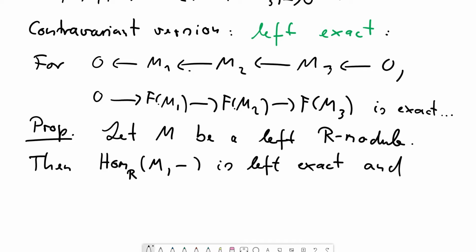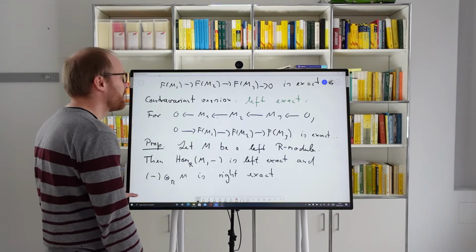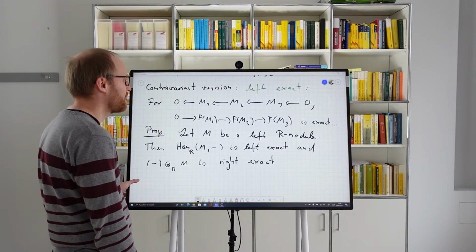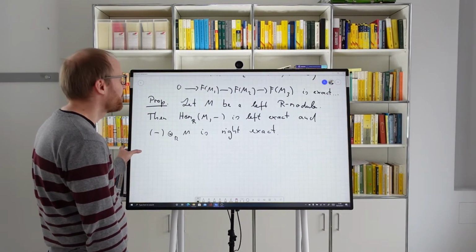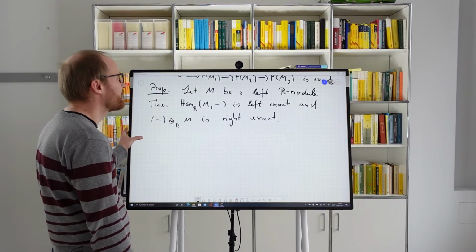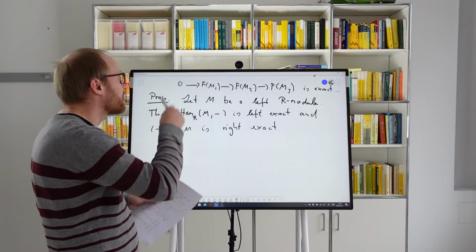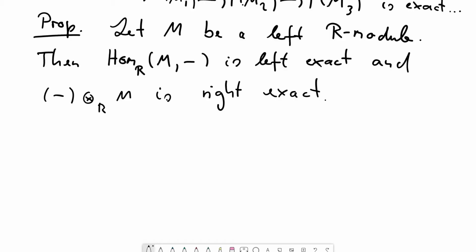And the tensor-functor, blank tensor over R M, is right exact. Yeah, so one cannot expect in full generality that those functors preserve short exact sequences, but depending on whether it's the Hom or the tensor functor, it preserves the first four or the last four terms of a short exact sequence, or the exactness of the first and last four terms.